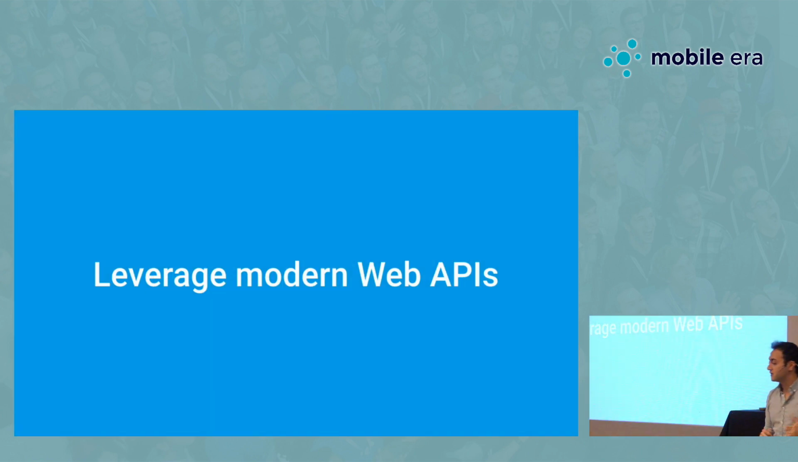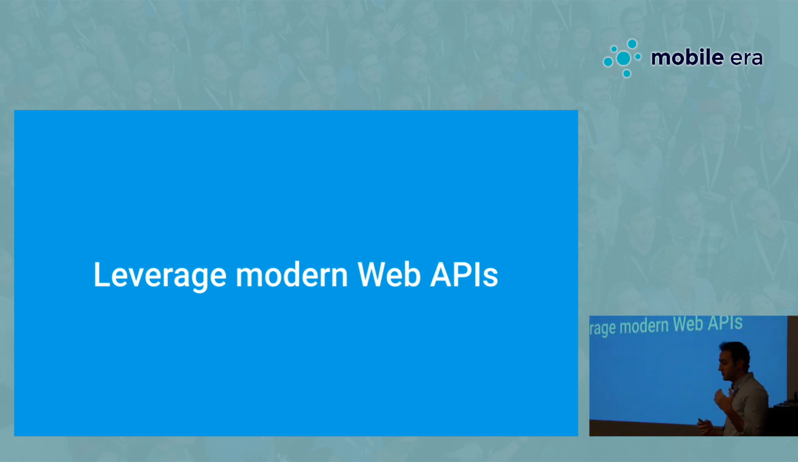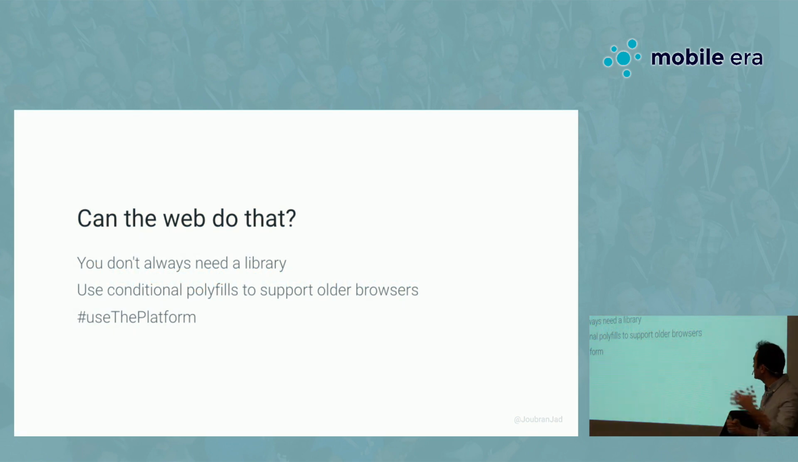One of them is leveraging modern web APIs. So the web has changed a lot. One of my students yesterday came up with a presentation and said, we need a mobile app because we need to access the camera. This is what people think of the web: that we cannot access the camera on the web. But you have to think that this actually changed a lot. So always ask yourself, can the web do that?